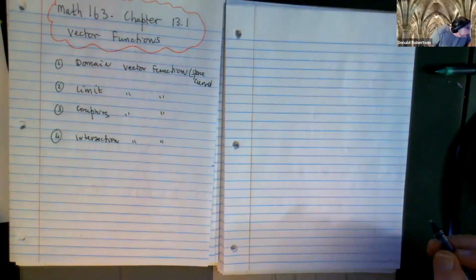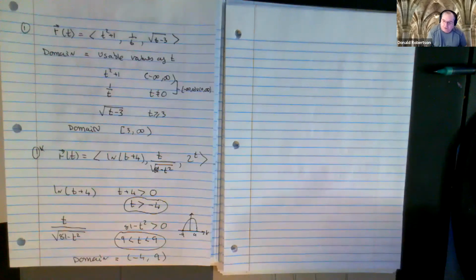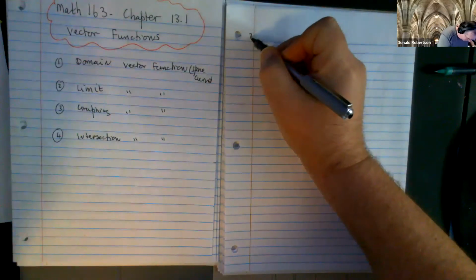Zoom through that maybe quicker than I should. Are we comfortable with how you find domains? Can I move on? Okay, right, let's do our second topic, which is limits.